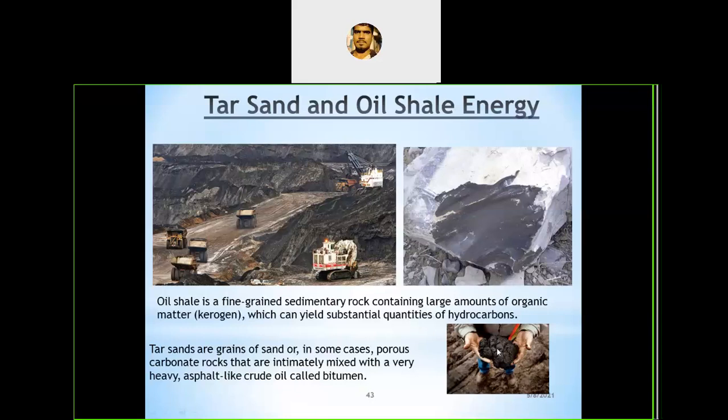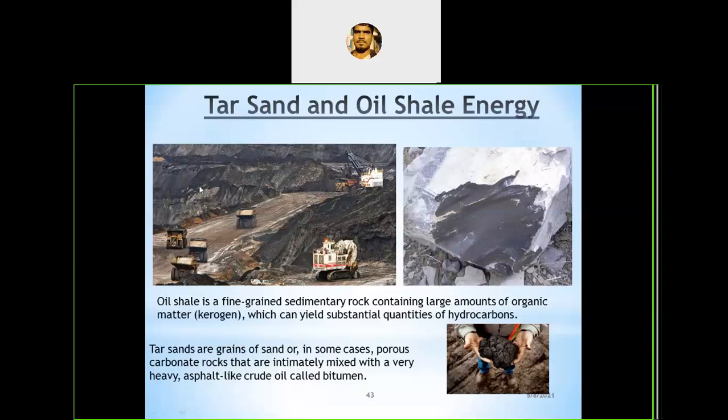And this is the process used to convert this tar sand into synthetic crude oil, or from this oil sand. It again involves a continuous process. Through that process we are able to convert those raw materials into a final useful product. So this is the tar sand or oil sand mining.